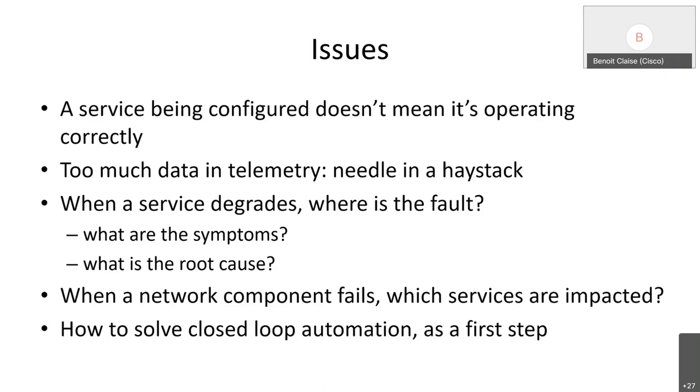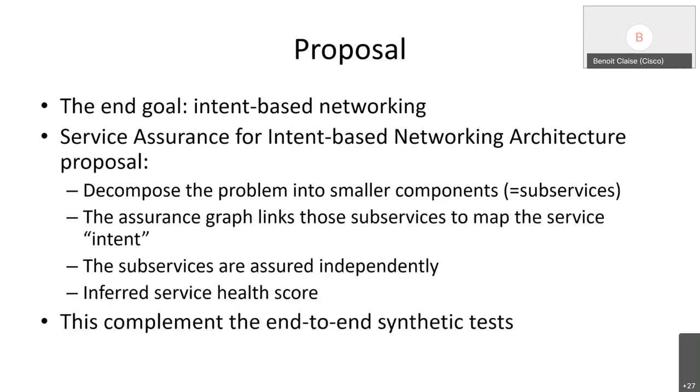Next slide, please. However, we know that the end goal is intent-based networking, but it's like a pyramid of needs, right? You're able to do configuration, then you've got operational data with telemetry, then you close the loop. Then whenever you close the loop, you could potentially go to self-star, to intent-based, right? And this is what we're trying to do, trying to decompose this from the bottom up into smaller components, what we call a subservice. Then we've got an assurance graph that is going to link those subservices, and we're going to map it to a service intent.